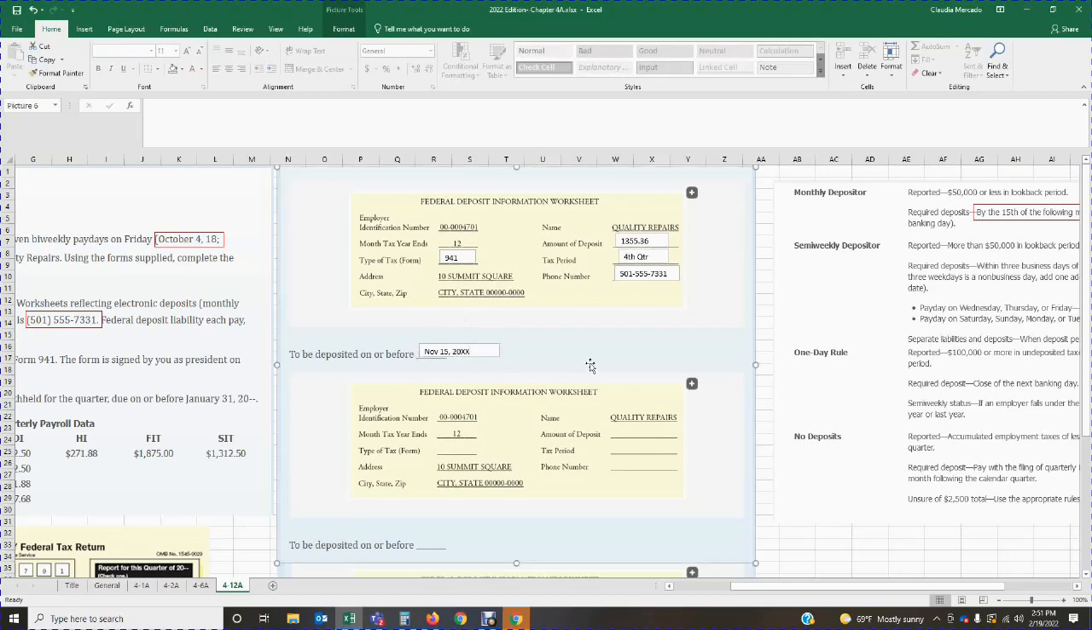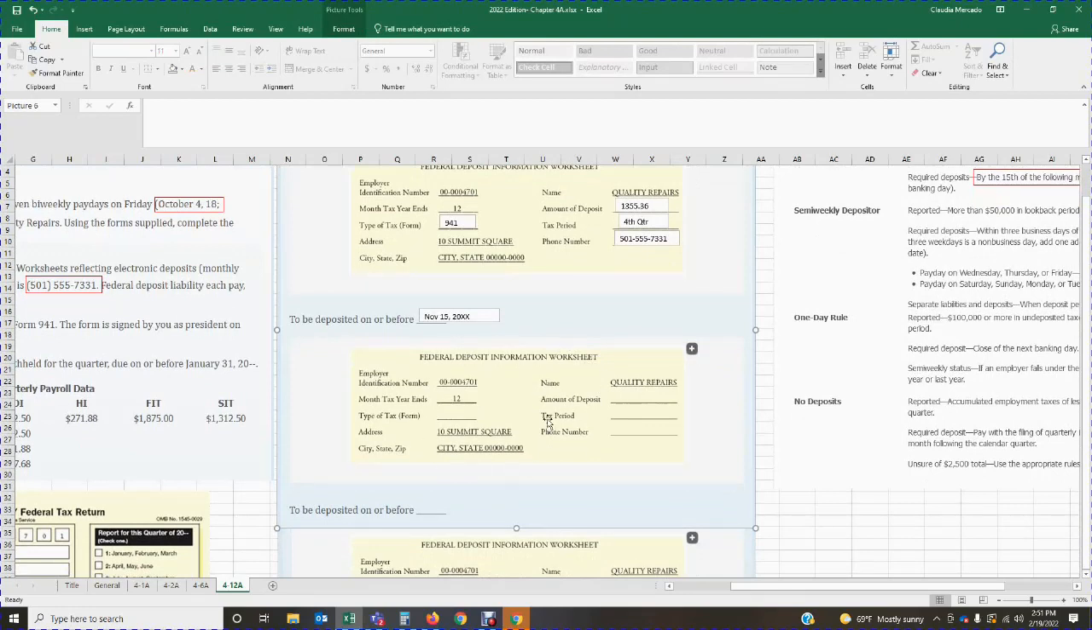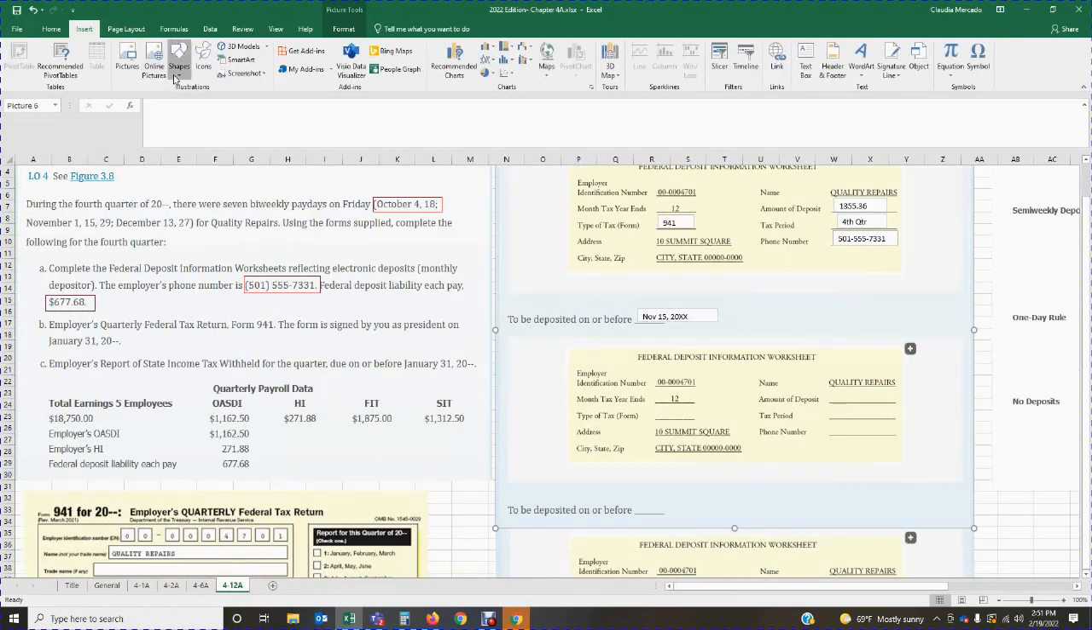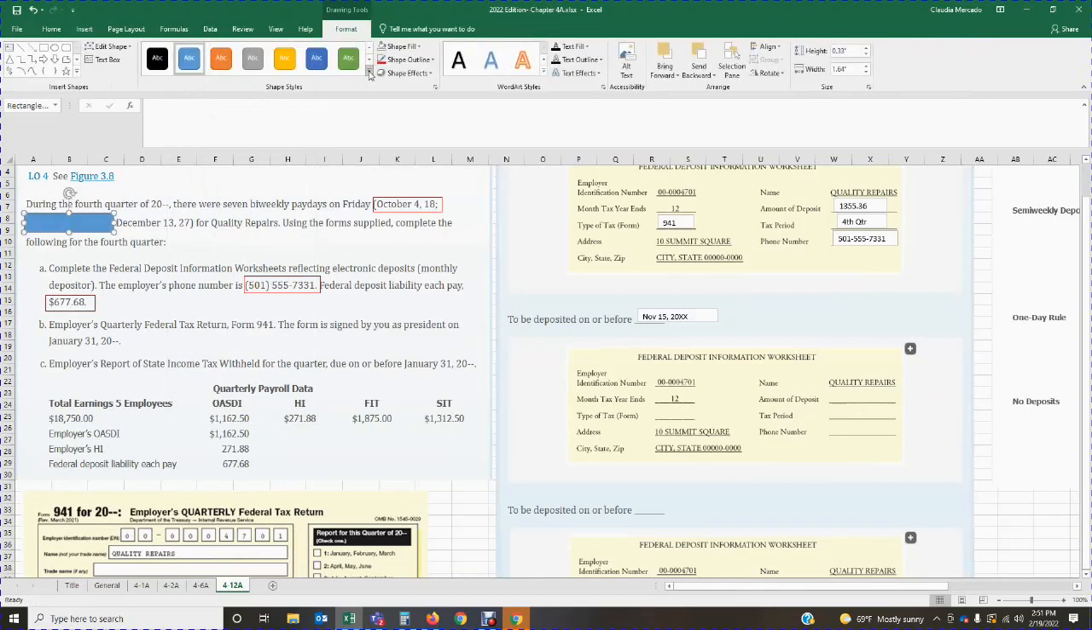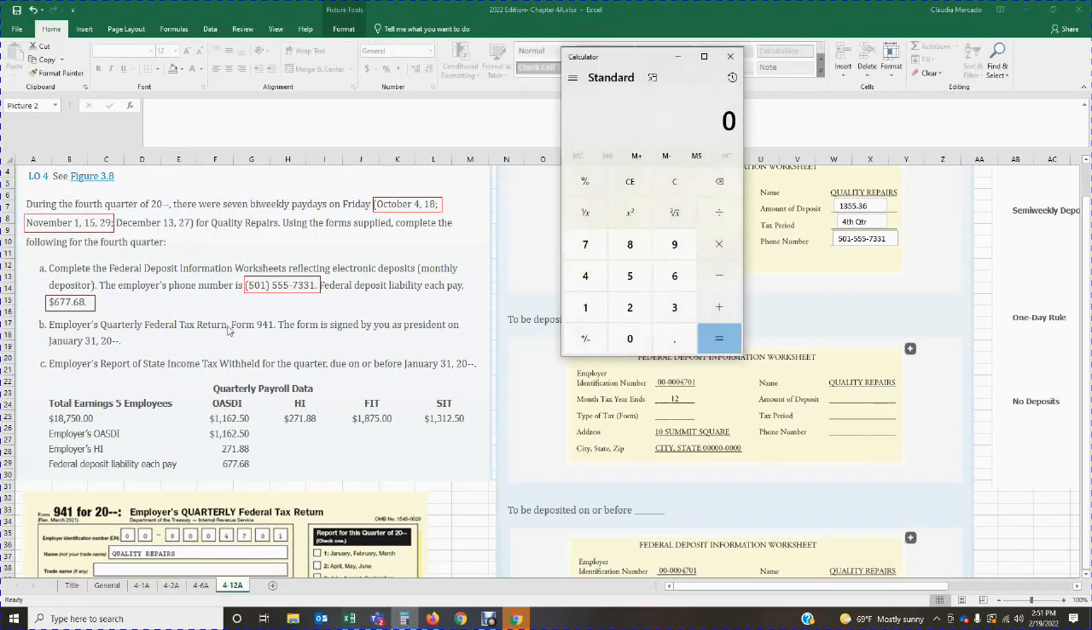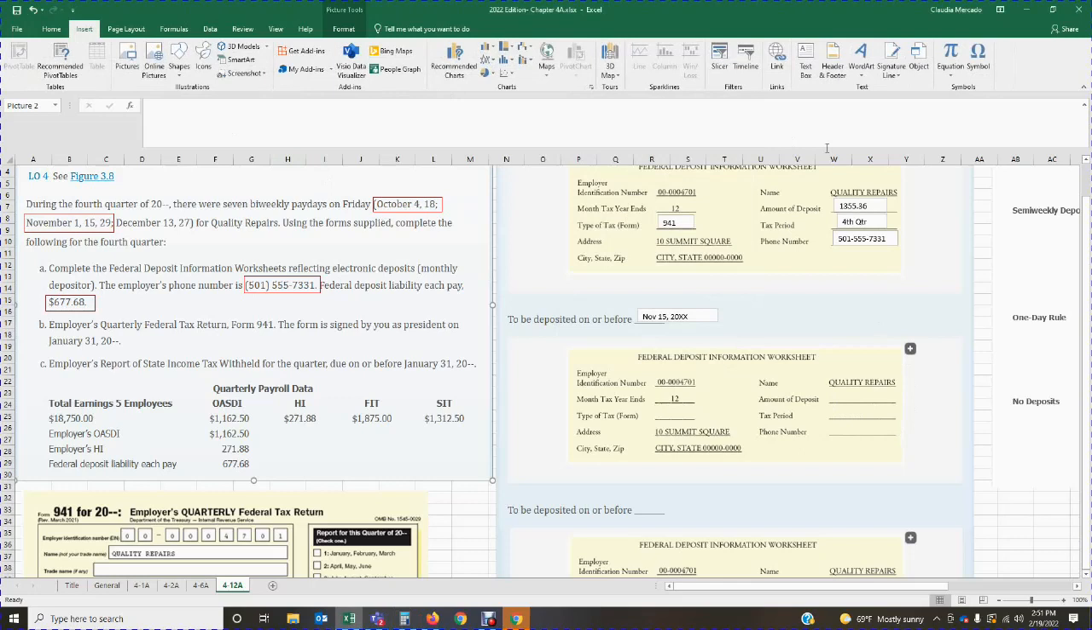Okay? So now let's move on to November. So the November worksheet. The amount of the deposit. Now let's look at November. November had 3 pay periods. We had the 1st, the 15th, and the 29th. So what are we going to do? Very simple. We're going to get our calculator and we're going to get the deposit liability for each pay period of $677.68, which is provided right there. And we're going to multiply it by 3 pay periods in November. That's going to give me $2,033.04. So that is the amount of my deposit.